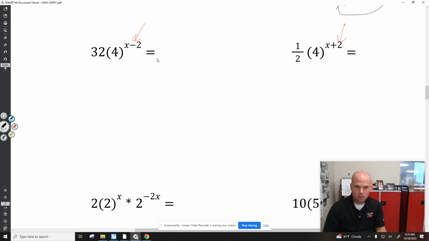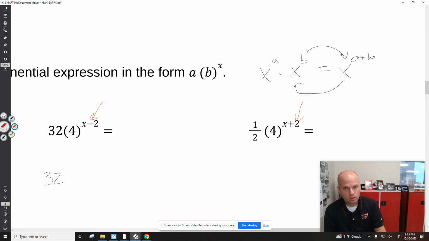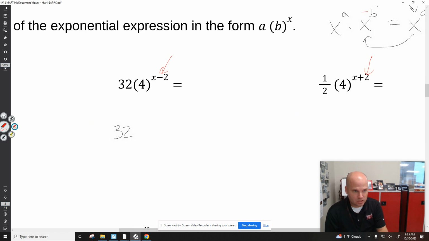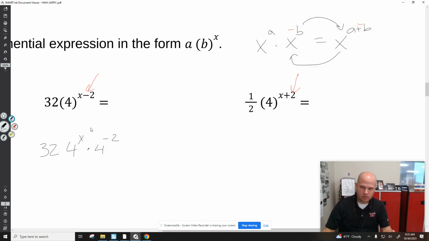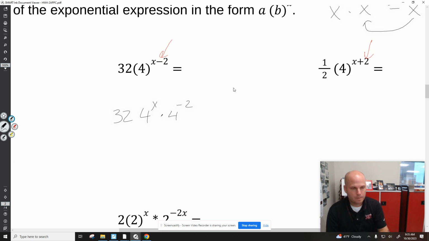Here, I could write this as, and if this is like a negative b, this would be a minus b. I could write this 4 to the x minus 2 as 4 to the x times 4 to the negative 2nd. You are not used to doing this, taking this and going in the opposite direction. But here we go. Why do we do this? Because we just want x.